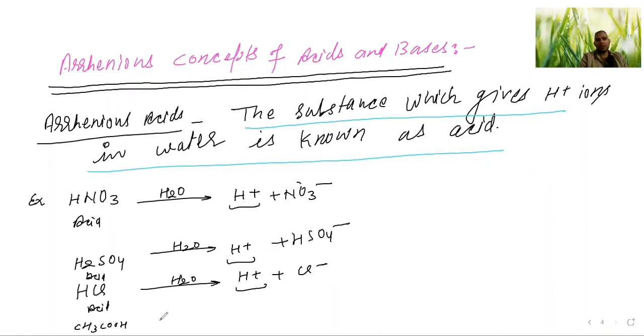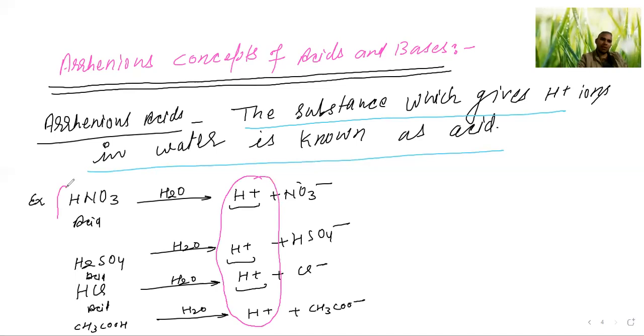If suppose I am taking CH3COOH and dissolving it in the water, student, it is also going to give H plus and CH3COO minus. So what you are observing here is that in all the cases, these substances are giving H plus ion in water. Since they are giving H plus ion, they are all examples of what? Acid. Why are they examples of acid? Because they are giving the H plus ion. So they are the acid.